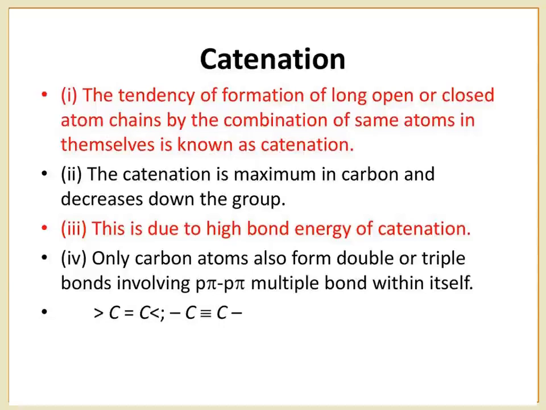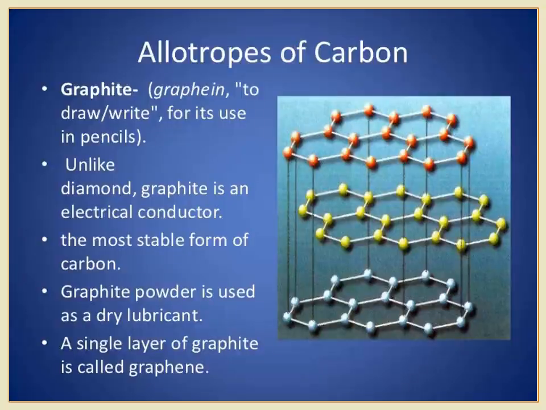First of all, we are going to see about graphite. The word graphite came from the Greek word graphein, which means to write or draw, so it is used in pencils. I already told you that graphite is used in pencils for writing. So graphite means to draw or write.